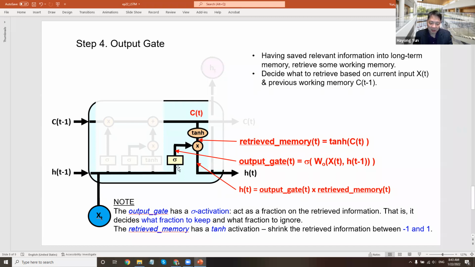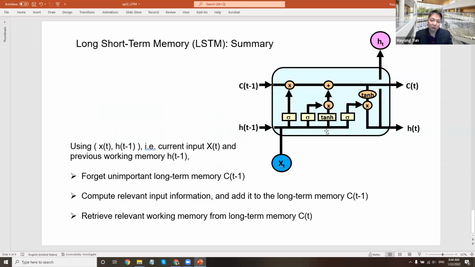So the output gate has again a sigma activation, which decides what fraction to keep among this h and x. And the retrieved memory has a tanh function, which shrinks it between -1 and 1. The product of it will be passed on to the output gate here, as well as the output here, isn't it? All right. So this is what the long short-term memory does. It not only passes the h, the output that we want to get, but also keeps internally passing from period to period what we call a long-term memory, which is regulated by how much to retain each period and how much to reflect in the current output.